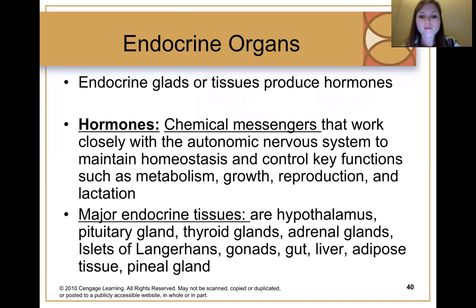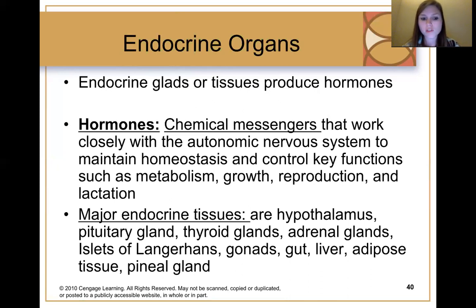So hormones are basically just chemical messengers, and they're messengers that work closely with the autonomic nervous system to maintain homeostasis because they need to maintain balance. So cells need to know what they need to do to be able to maintain that balance and control key functions such as metabolism, growth, reproduction, and lactation. So hormones are really responsible for a lot that goes on in the body.